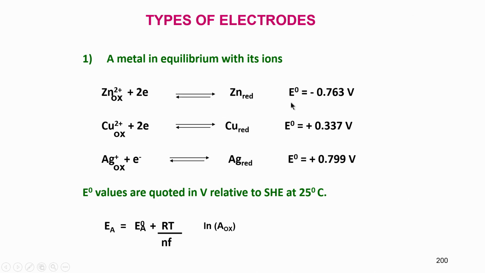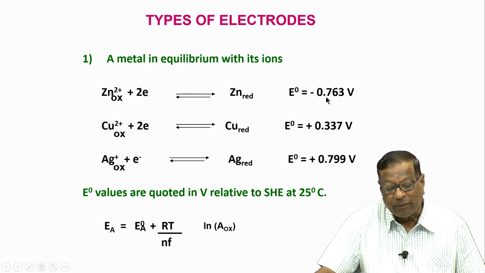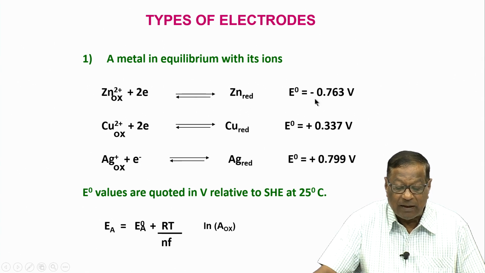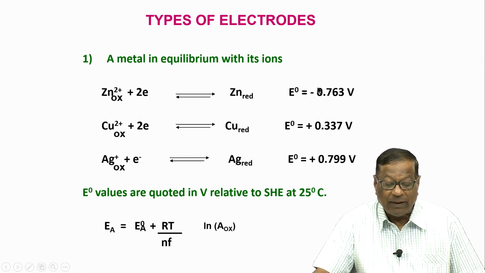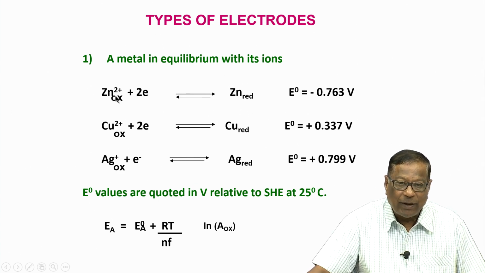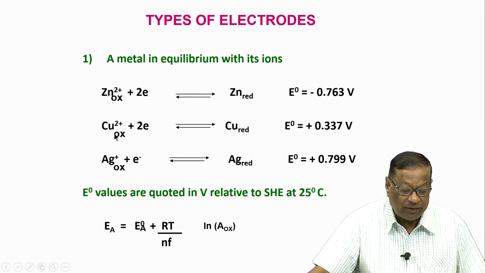So, E naught, when I compare with hydrogen as an inert electrode, I get a voltage of minus 0.763. So, hydrogen is a reductant. Zinc is also a reductant because it is minus. So, zinc metal is a reductant, and zinc 2+ ions are the oxidized species.